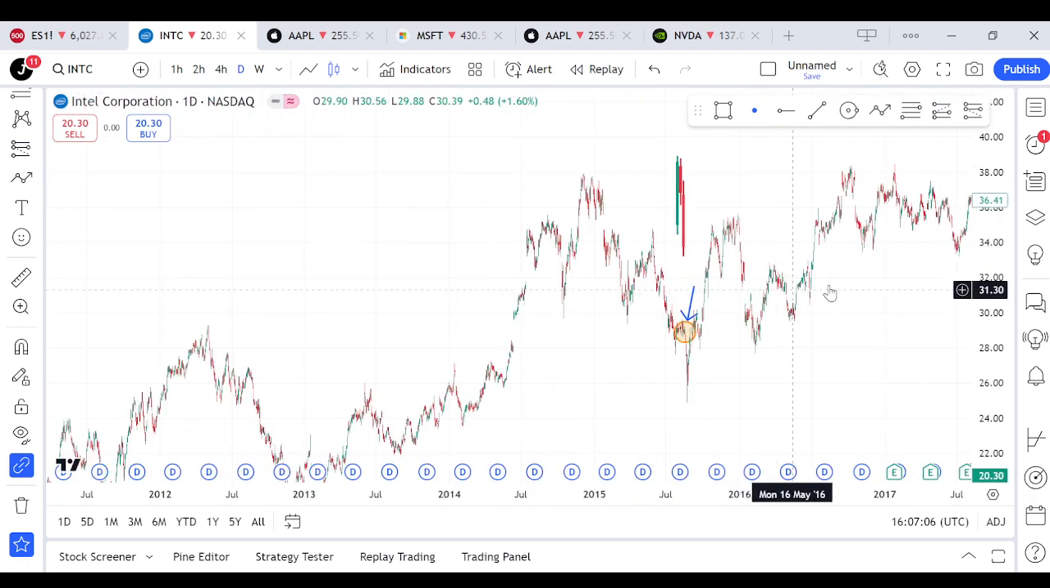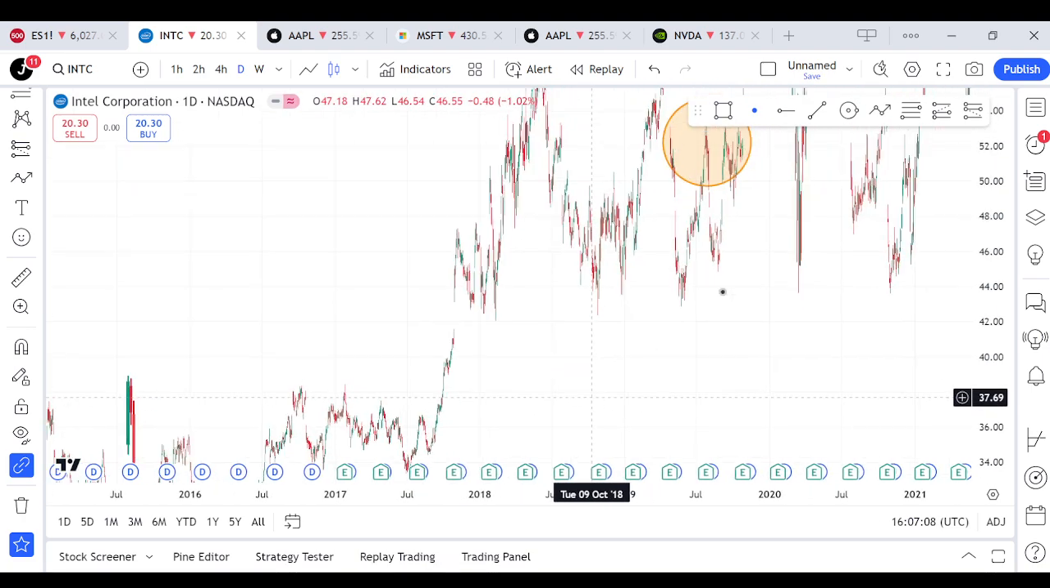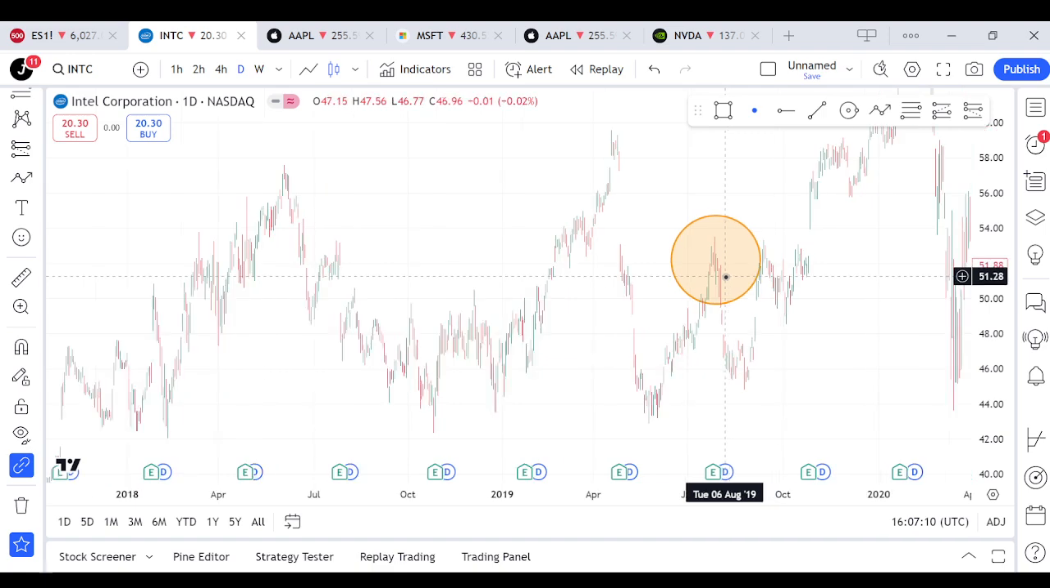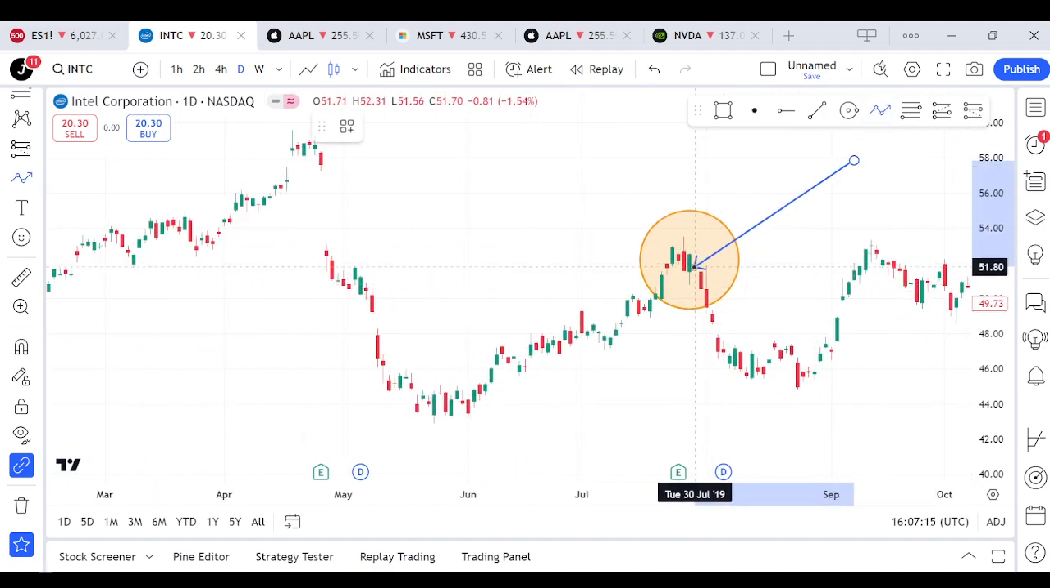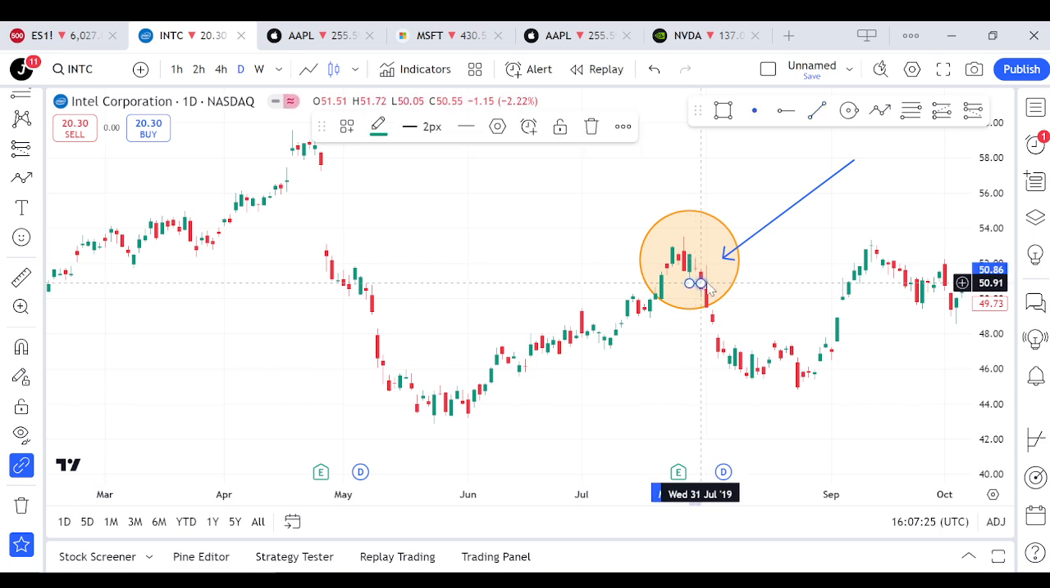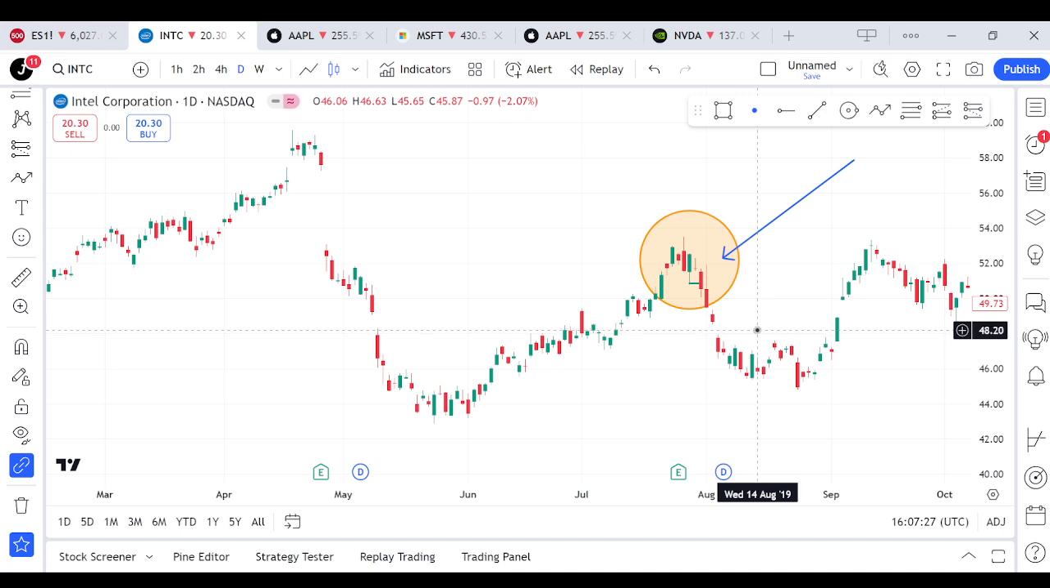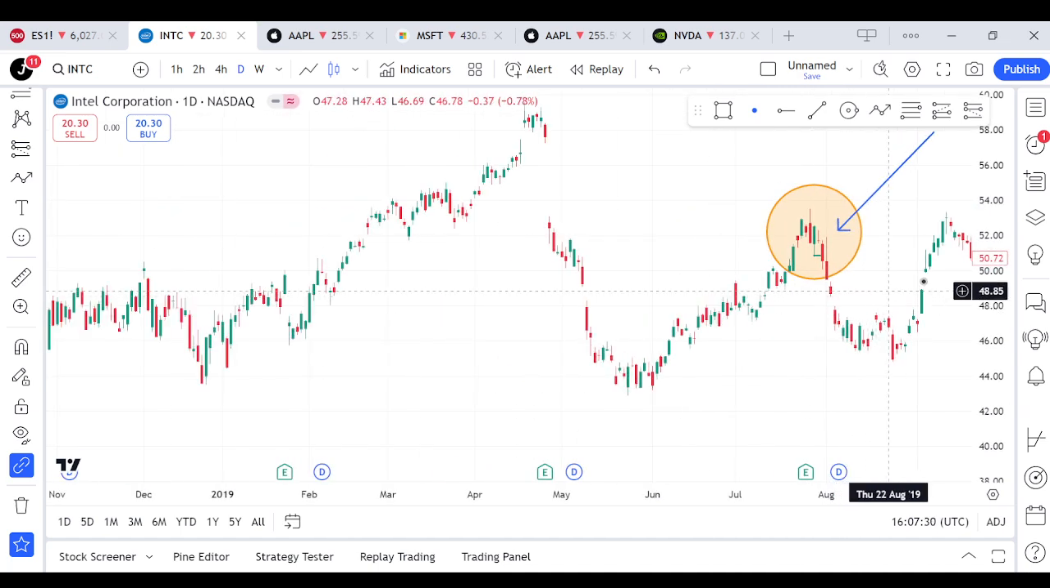Let's look for another example. I think I have one right here. So we have the bullish candle here, a small bodied candle within the range of the first candle, and the third candle closing below the low of the first candle. So this is your bearish trade inside down candlestick pattern.